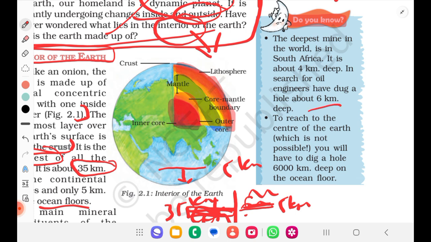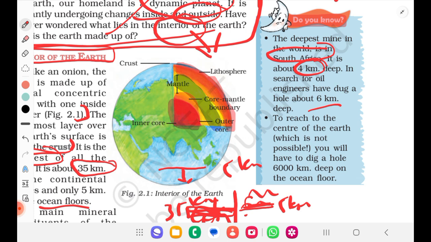To reach the center of the earth, which is not possible, you will have to dig a hole 6,000 kilometers deep on the ocean floor. So see, the deepest point is in South Africa. Why do they dig? For mining. Up to where? 4 kilometers.